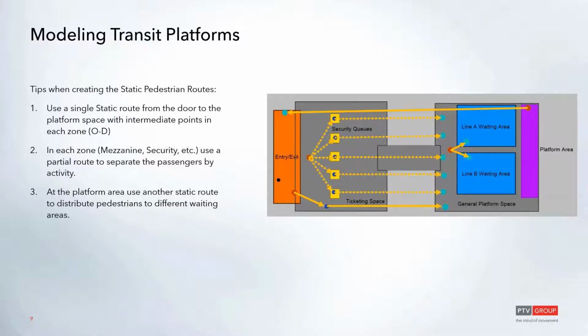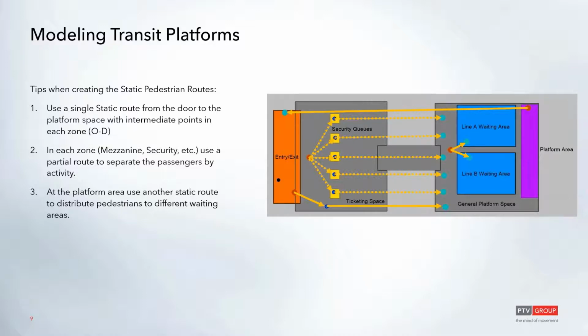This can make it easier for when we talk about security queues and things like this. Again, this isn't a hard set rule, but this will make it easier if you're using things like partial routes, because those partial routes require intermediate points. Now, depending on your data, you might not be able to do this. You might have to do kind of a zone-to-zone static routing, which is fine.